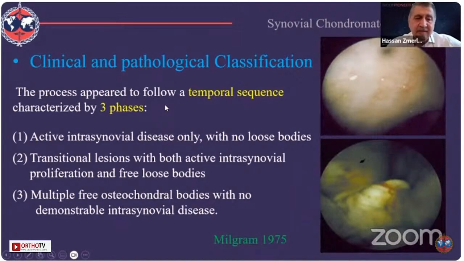Milgram classified three phases of synovial chondromatosis. The first one, when we have only an active intrasynovial disease without loose bodies. In the second one, we have intrasynovial nodules and loose bodies. And the late phase, when we have only multiple free osteochondral bodies without evidence of intrasynovial disease.